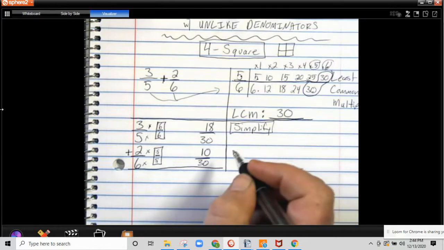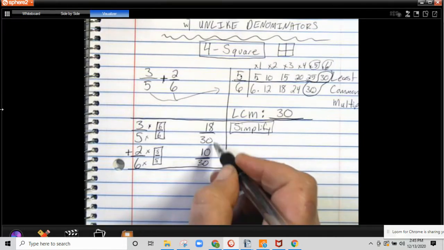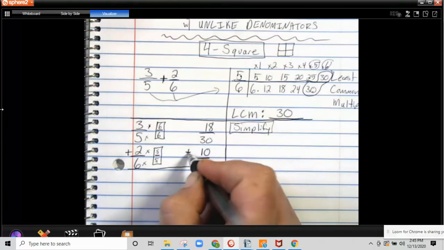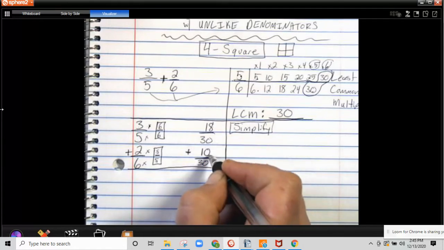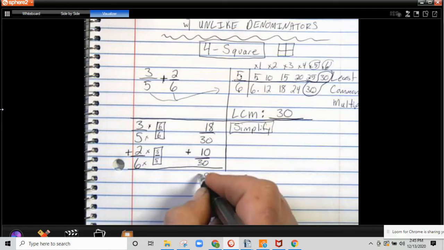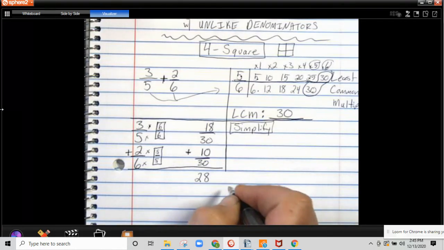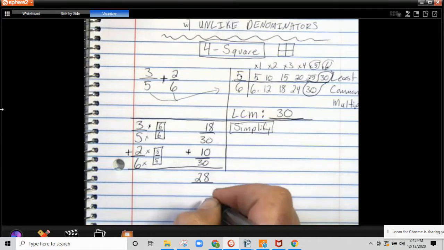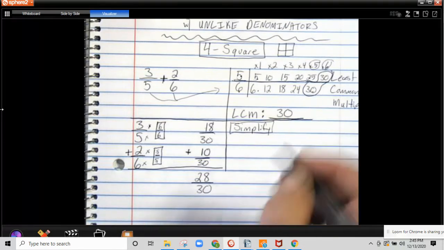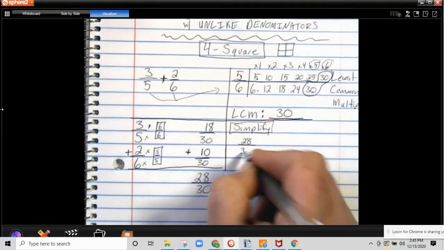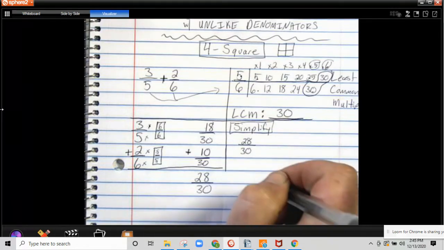So now we have the same denominator. Now we can add. 8 plus 0 is going to be 8. 1 plus 1 is going to be 2. Now I just bring down my denominator. That is 30. So right here I have 28/30. Okay?